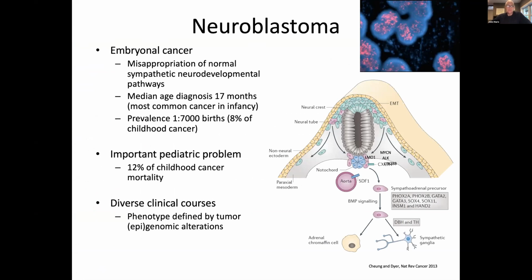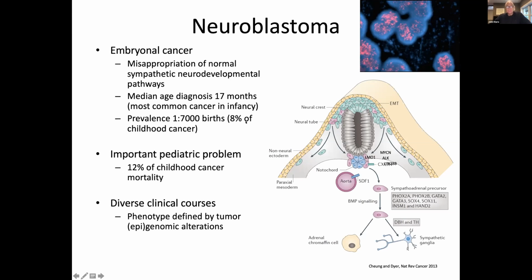Just very briefly, childhood cancer is thankfully rare, but this is one of the more common childhood cancers and the most common malignancy that happens in infancy or is diagnosed in utero. Like all childhood cancers, it's a developmental defect. So it's a defect of the sympathetic nervous system as the cells migrate out of the neural crest.